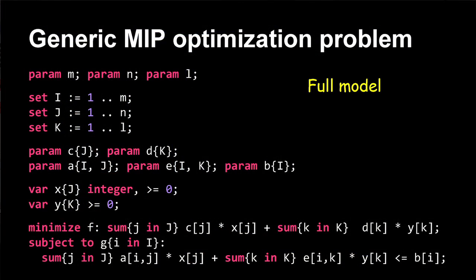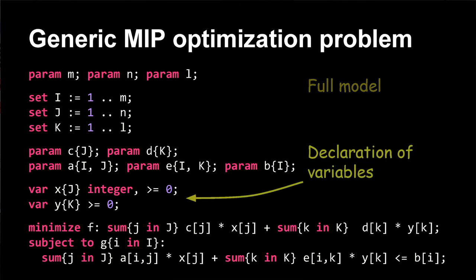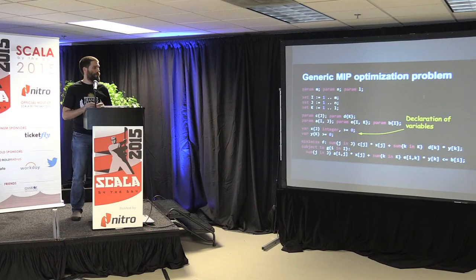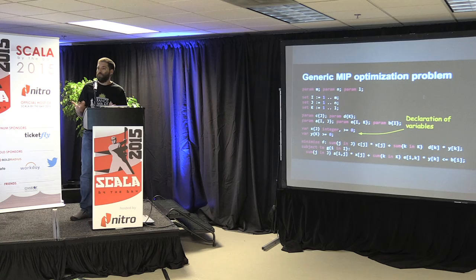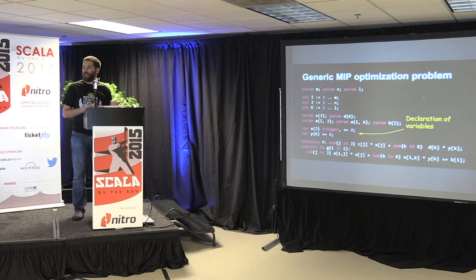So this is the full model. Here we are adding the declaration of the parameters, the sets, and the variables. Here we have the declaration of the variables. X here is an integer variable and has a lower bound of 0. And y is a real variable because all the variables are real by default, and also has a lower bound of 0.